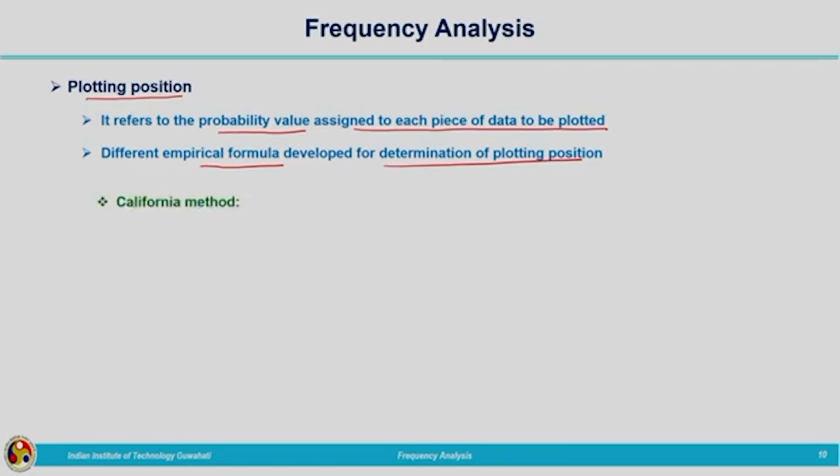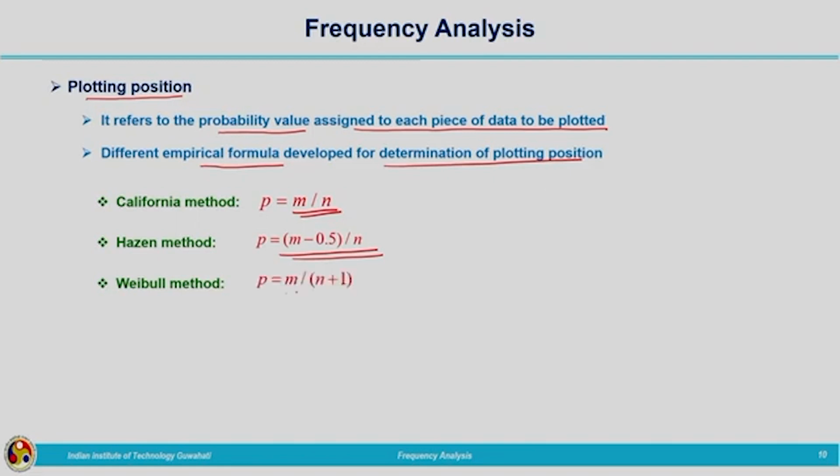One is the California method. It is given by P is equal to m divided by n. M is the rank assigned to the data point, n is the total number of data points. The second one is the Hazen method, P is equal to (m minus 0.5) divided by n, and the Weibull method we have already seen, that is given by P is equal to m divided by (n plus 1).